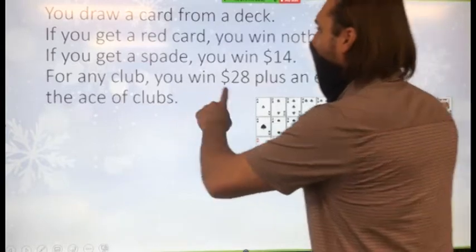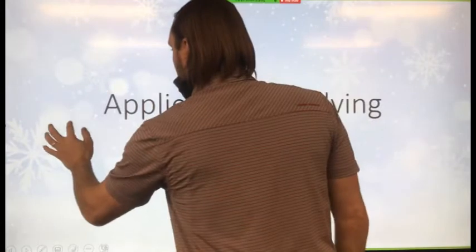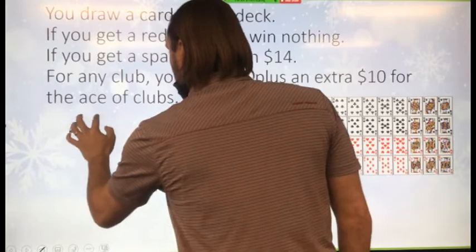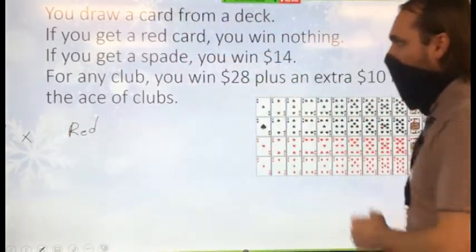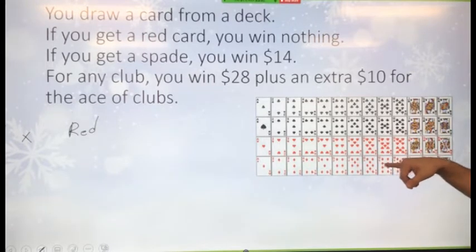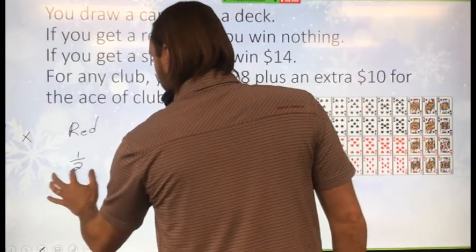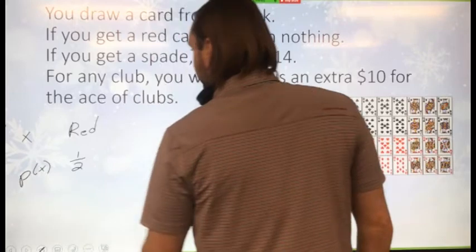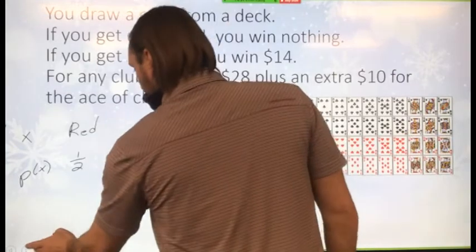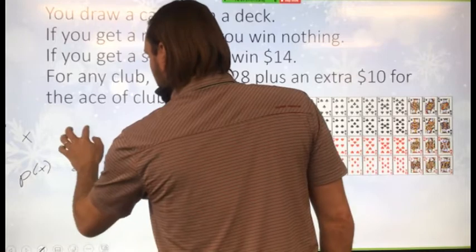So I have red card. How many red cards are in a deck? Black, red. This is my variable x. Drawing a red card. How many are there? 26 out of how many? 52. So about half of them, right? So 1/2. This will be my probability of x. Actually, that means I win nothing. So that is red, and I do not win anything. So that is $0.